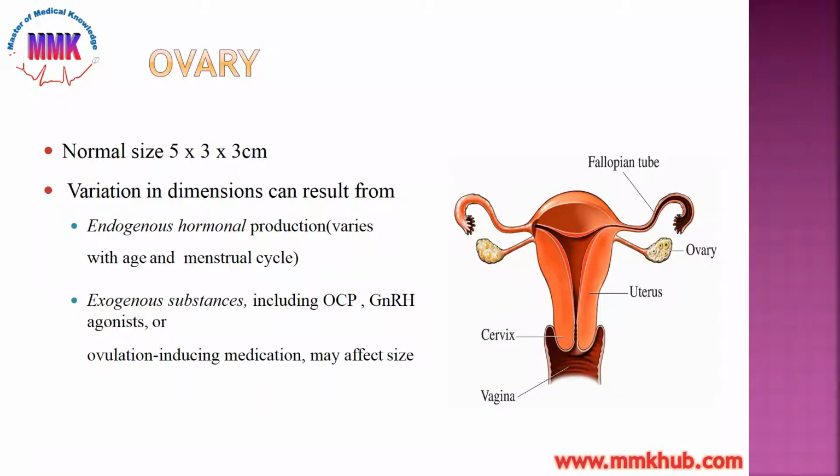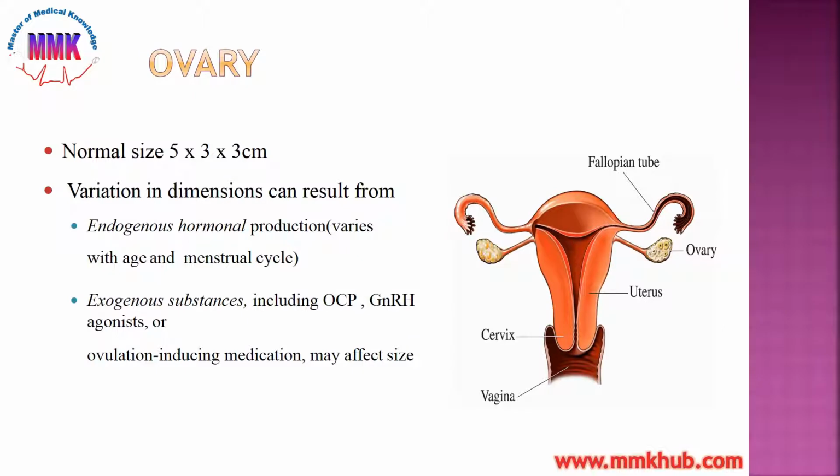Ovary. Normal size of the ovary is 5 into 3 into 3 centimeters. And if we consider it in millimeters, then it would be 50 into 30 into 30 millimeters. Variation in dimensions can result from different reasons, like if there is endogenous hormonal production, it varies with age and menstrual cycle. As all of us know that hormonal effects on the uterine walls causes the difference in sizes and thickness of the wall of the uterus.